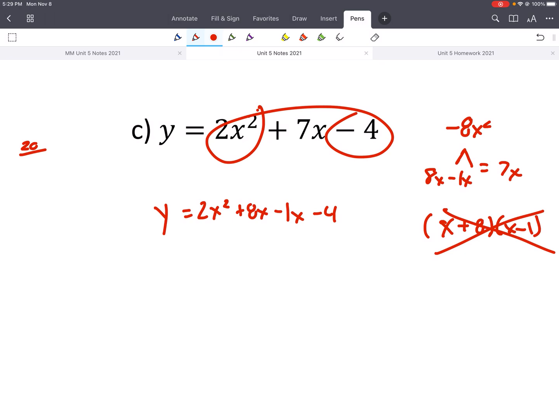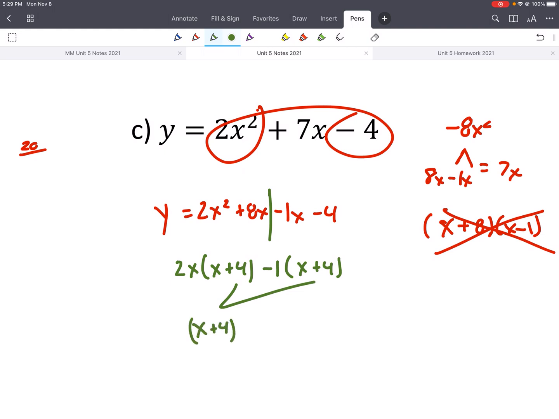And then we could do grouping. Cut it in half. Factor out a 2x. What's left would be an x plus 4. And here we could take out a negative 1, and we'd have x plus 4. So again, those are the same. And we have 2x minus 1.